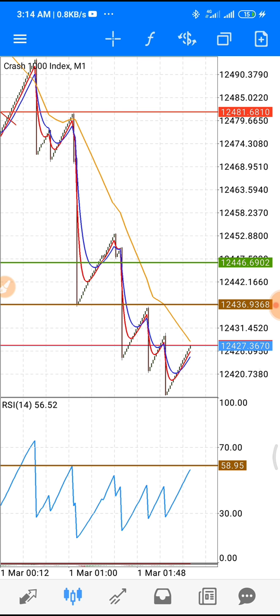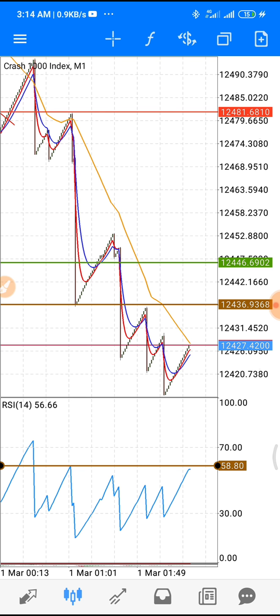So right now, let us test this one. You can see now I'm drawing a resistance level on crash 1000 index. And if you check the main chart also, you can see that it is approaching my SMA 50 there also, so that's another confirmation for the spike.